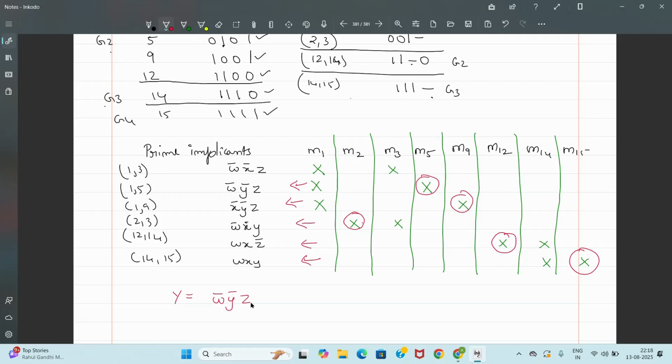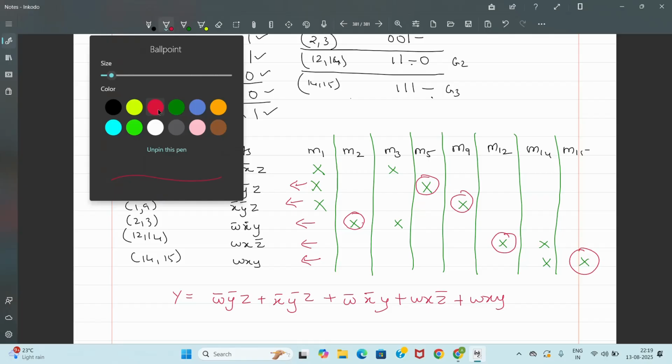W bar Y bar Z plus X bar Y bar Z plus W bar X bar Y plus W X Z bar plus W X Y. So total 5 terms are there, but this is not the end. You need to confirm one more thing here.